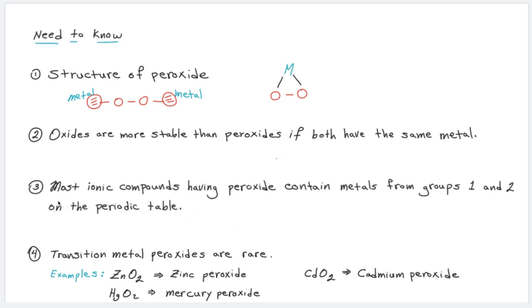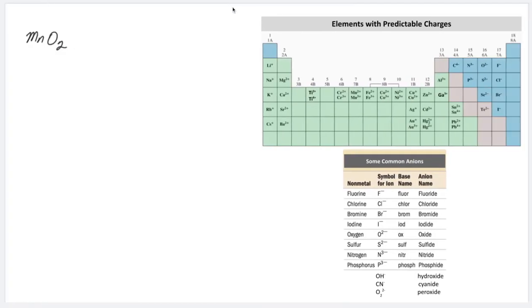Also we need to know that in most cases, ionic compounds containing peroxide contain metals from groups 1 and 2 on the periodic table. We do have transition metal peroxides, but those are not that common. Examples of those are zinc peroxide, mercury peroxide, and cadmium peroxide. Okay, so having this information in mind, let's see now other examples.